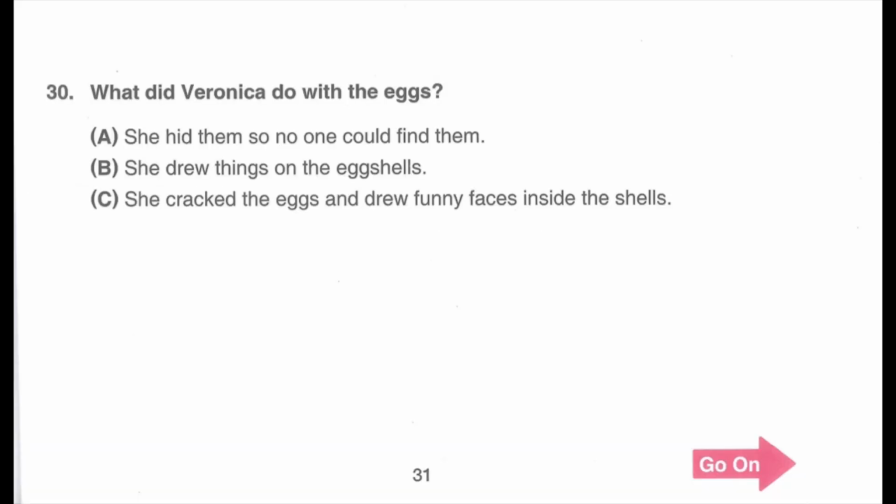Number 30. What did Veronica do with the eggs? A. She hid them so no one could find them. B. She drew things on the eggshells. C. She cracked the eggs and drew funny faces inside the shells.